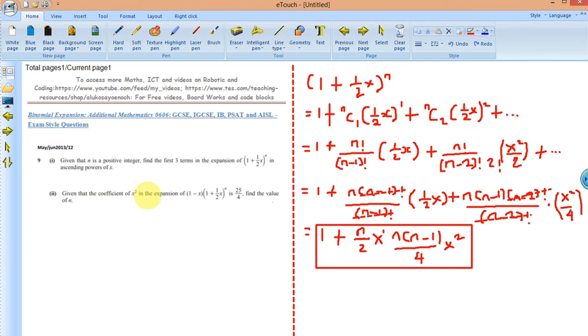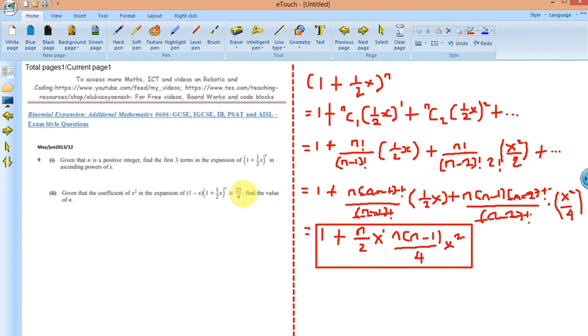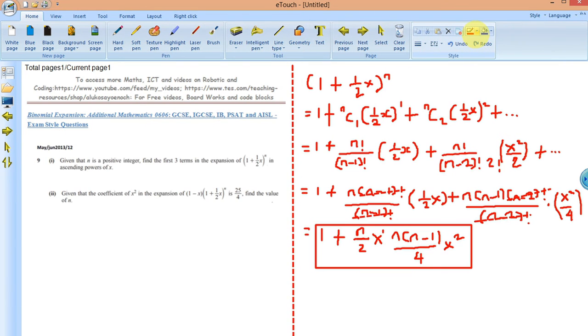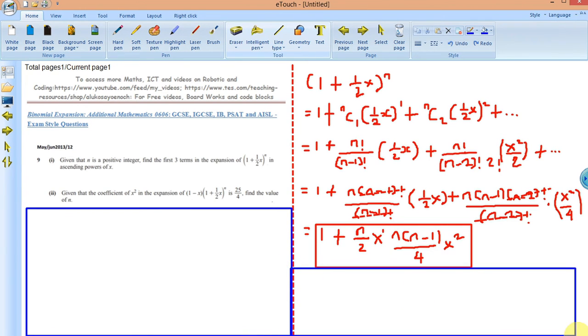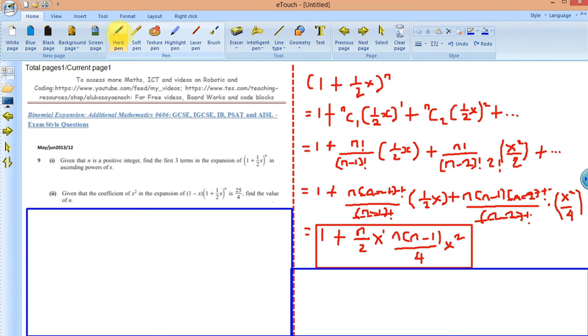Given that the coefficient of x squared in the expansion of 1 minus x into 1 plus 1 over 2x all raised power n is 25 over 4, find the value of n. This means that if I use this one to expand this one, then I should get 25 over 4. Guys, let's just work in blue. I don't know if I should create more rectangular boxes. Let's just start here, and if this space is not enough, I'm going to complete the same here. Let's go ahead and do that now.